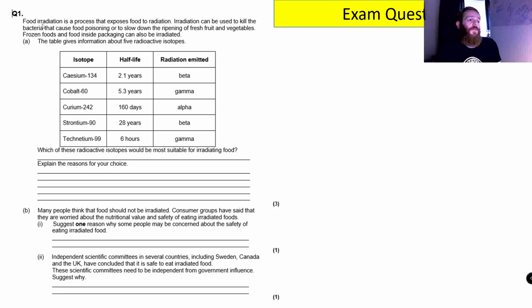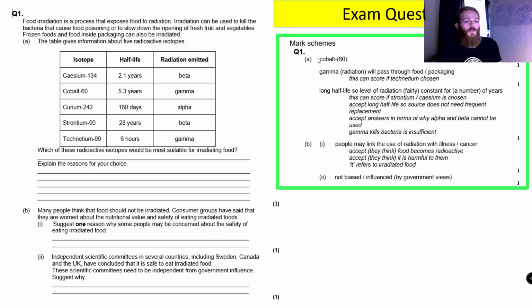This one says, food irradiation is a process that exposes food to radiation. Irradiation can be used to kill the bacteria that cause food poisoning or to slow down the ripening of fresh fruit and vegetables. Frozen foods and food inside packaging can also be irradiated, and the table gives information about 5 radioactive isotopes. Which of these radioactive isotopes would be most suitable for irradiating food? So let's have a quick look at the answer. Cobalt-60 is what you should have gone for there.